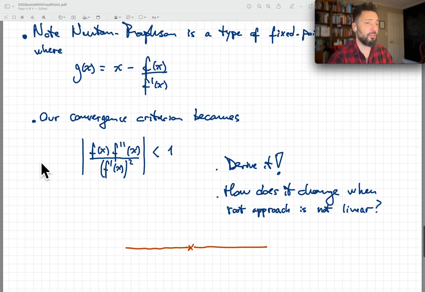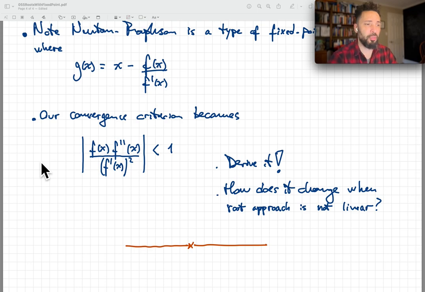And that's it. That's all I have for you today. This is a very brief reminder of what the fixed point method is and how it's related to Newton-Raphson and convergence criteria. I hope you find this video useful.